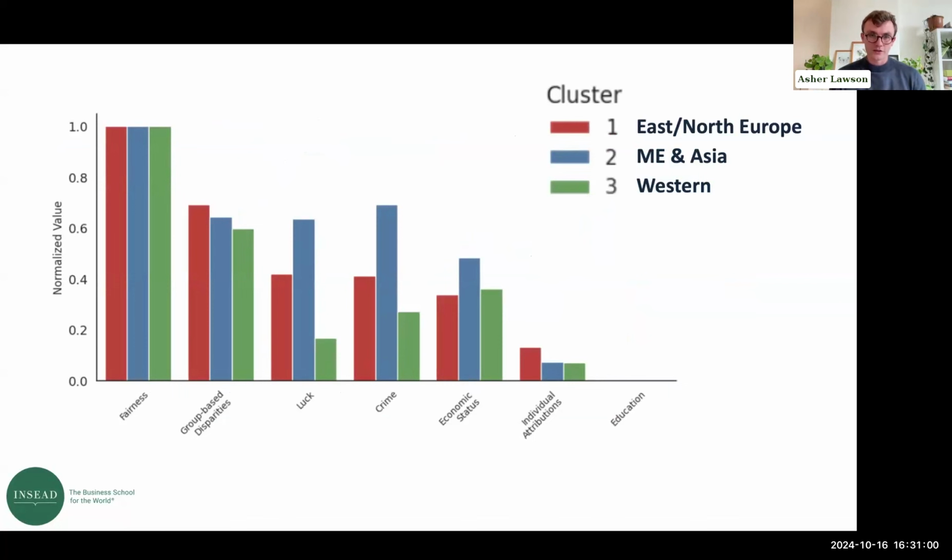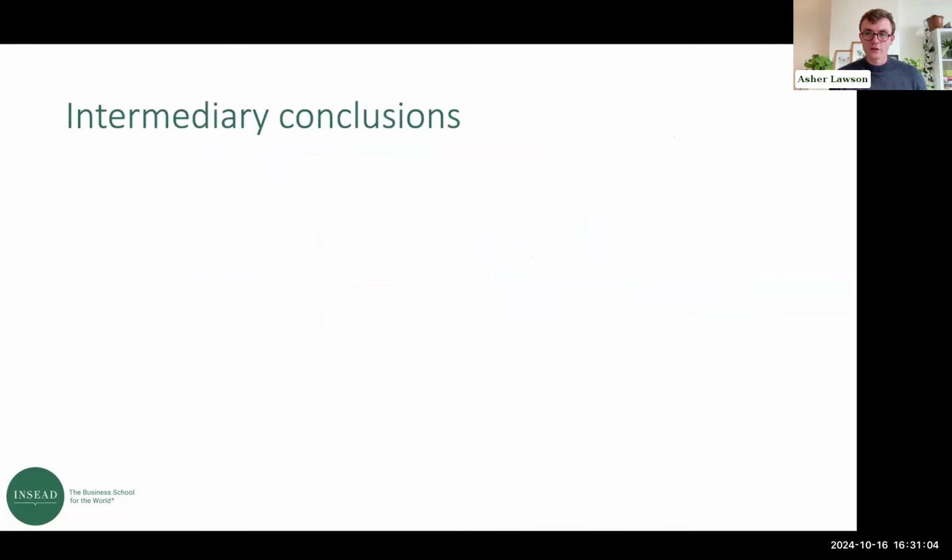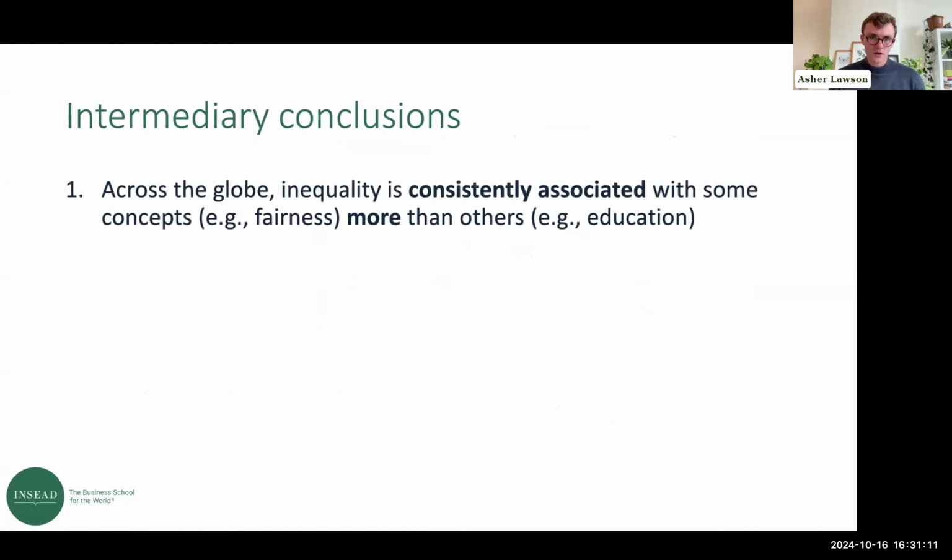So we'll take a minute just to pause and think about what are some intermediary conclusions that we've been able to make just from these language data. We see that across the globe, inequality is consistently associated more with some concepts such as fairness than others such as education. This just shows there is some stability, some consistency in how people tend to characterize inequality, even across this disparate and very broad set of languages.